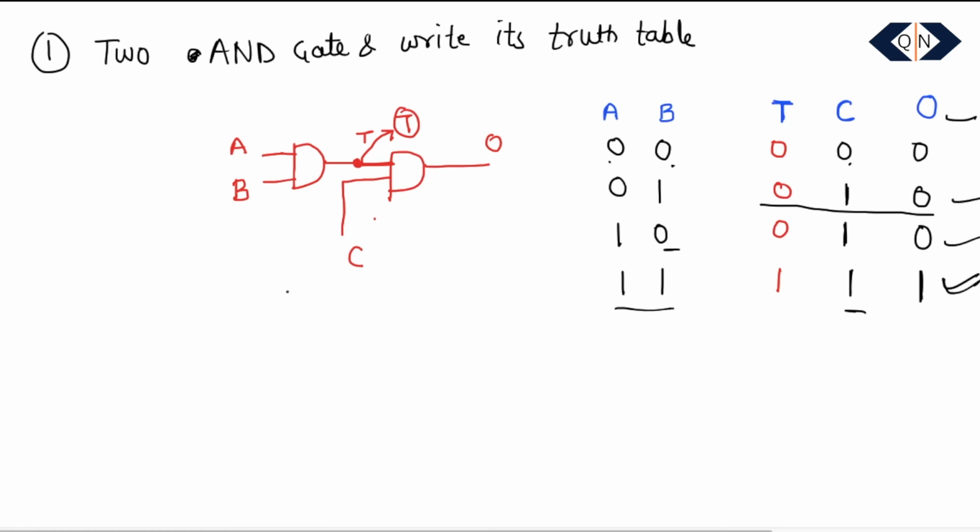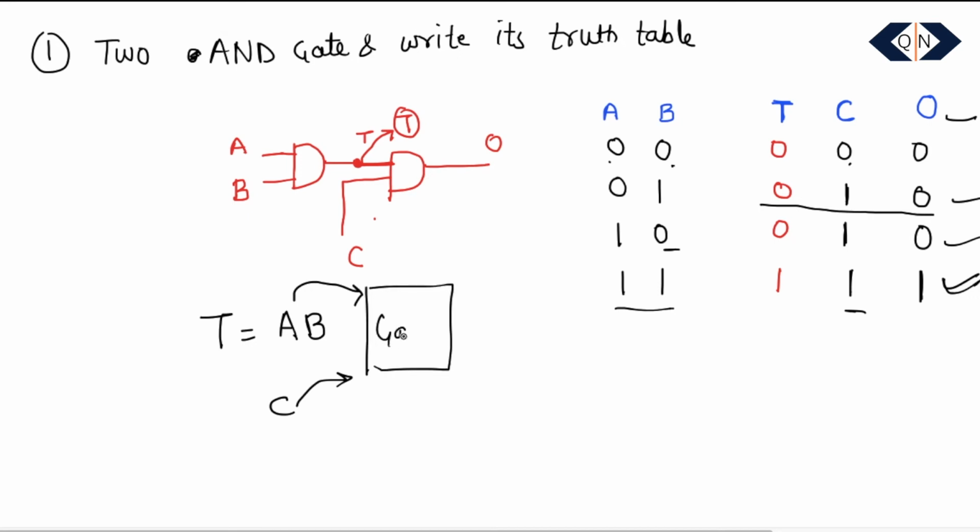So we can write like this, at T position we will have AB as output, and then this AB will be fed again to the AND gate which has C as input, and at the final position we have output ABC. If any of these is 0, the final output will be 0. If all are 1, then our final output will be 1.